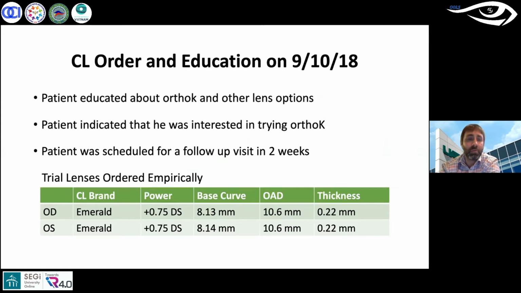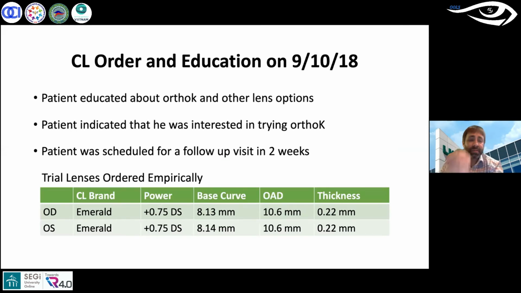So what we did is we educated our patient about orthokeratology and other lens options, and in the end, the patient indicated that he wanted to go forward with orthokeratology because it would free him from glasses or contact lenses during the day, which would help him with patient care. He was aspiring to be a surgeon, like I said, so he's going to have long days.